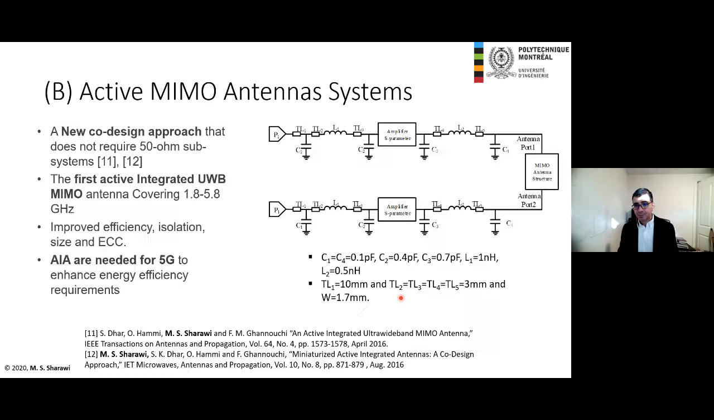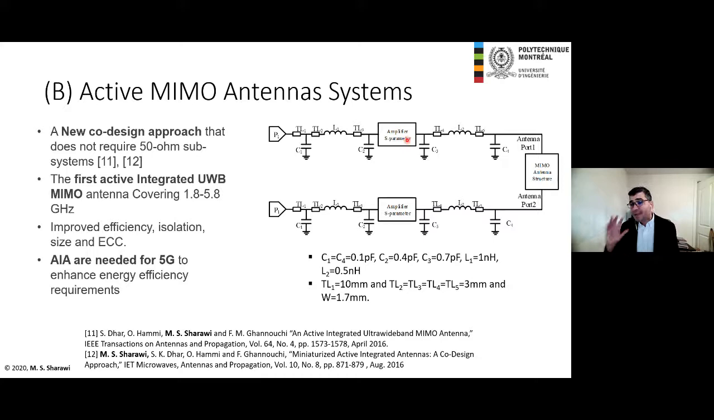Another concept that is really important and has appeared in 5G and beyond is the fact that we want active MIMO antennas. And by active, we mean co-designing the antenna element with the amplifier. We came up with a new co-design approach several years back, where we came up with the first active integrated ultra-wideband MIMO antenna covering 1.8 to 5.8 gigahertz, where this whole chain was co-designed together to get better efficiencies and better MIMO performance in terms of a complete system level architecture.